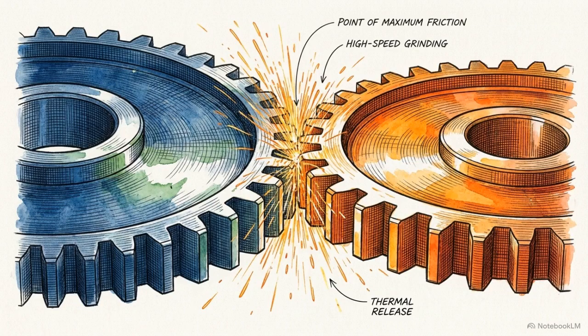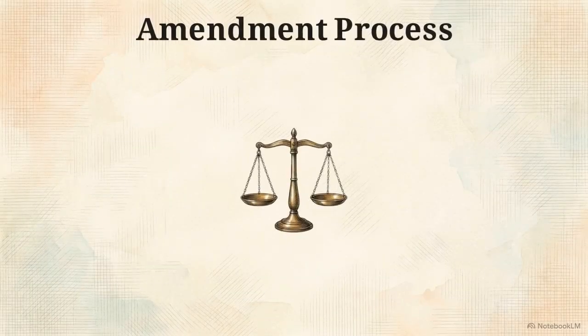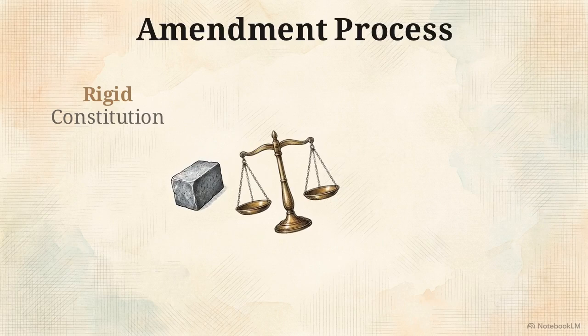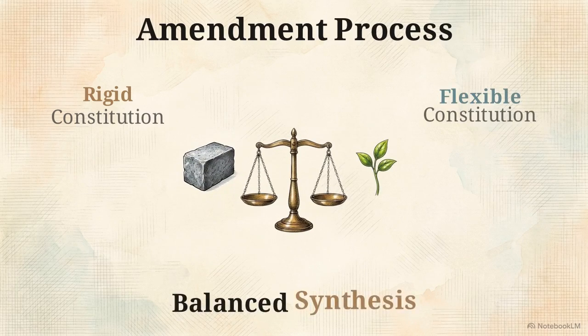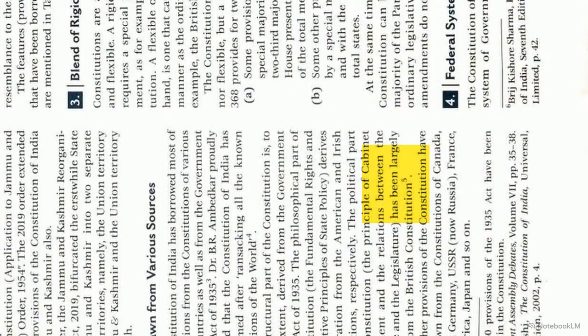Building that machine required managing opposing political forces. A primary conflict lies in the amendment process, balancing a rigid constitution that protects core rights against a flexible one that can adapt to new economic realities. The solution was a hybrid model. Certain foundational provisions require a special majority and state ratification to change, while the Parliament can amend other, more administrative sections using ordinary legislative procedures.